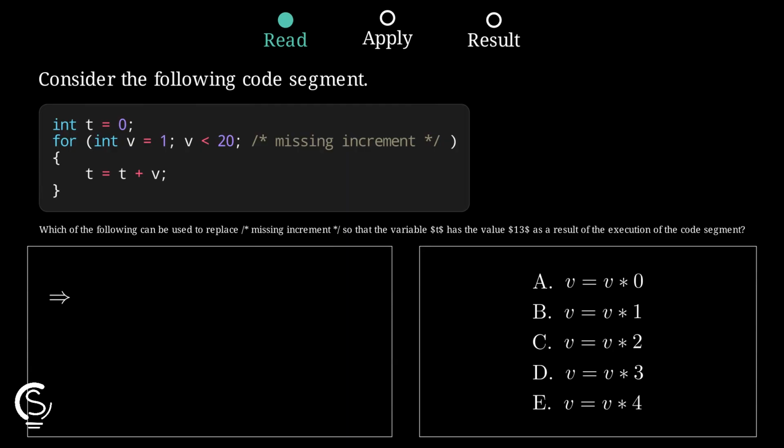v equals v times 1. v stays 1, so the loop continues forever. Not correct. v equals v times 2. Values of v added are 1, 2, 4, 8, 16, so t equals 31. Not correct.